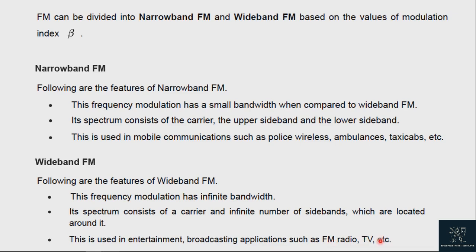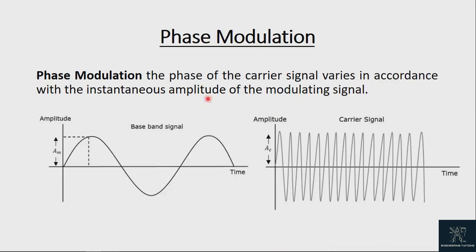Now phase modulation. In frequency modulation, the frequency of the carrier signal varies, whereas in phase modulation, the phase of the carrier signal varies in accordance with the instantaneous amplitude of the modulating signal. So in phase modulation, the amplitude and the frequency of the carrier signal remain constant. This can be better understood by observing the following figures.